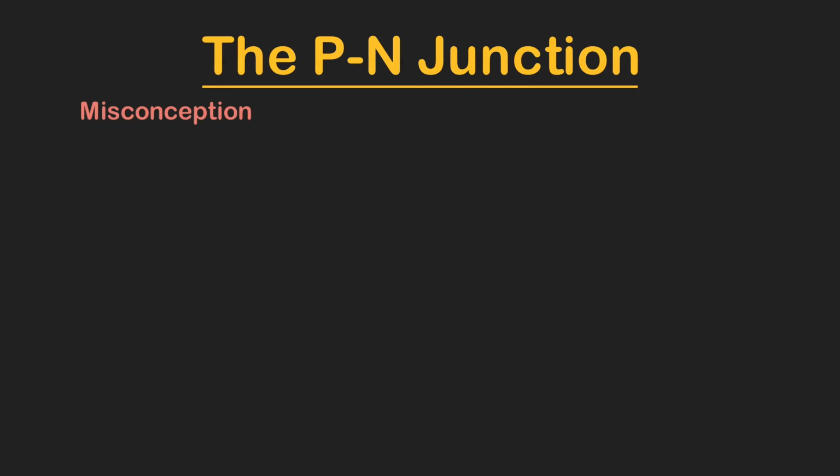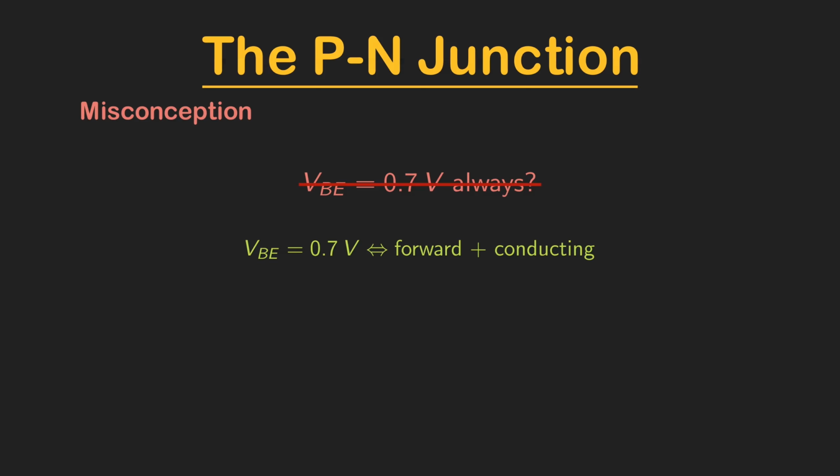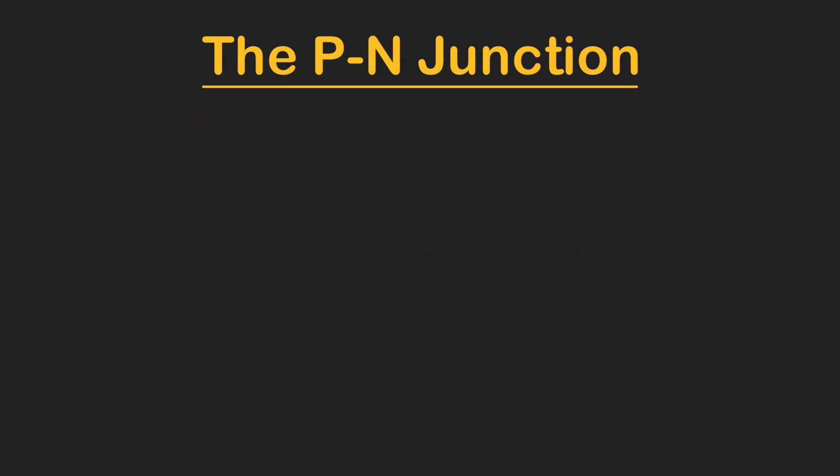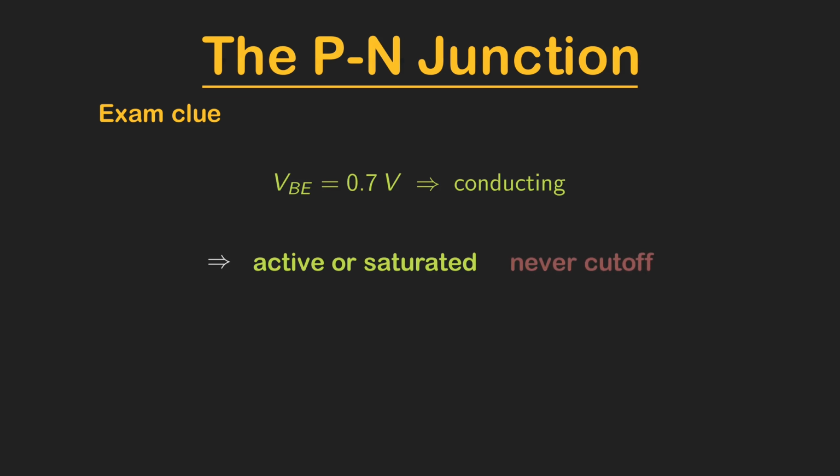There's a common misconception here worth clearing up right away. Many students assume the base to emitter voltage is always 0.7 volts. It is not. That drop only appears when the junction is actually forward biased and conducting. And here is a small exam clue that follows from this. If a problem tells you the base to emitter voltage is 0.7, then that junction is conducting, which means the transistor is either active or saturated and never in cutoff.